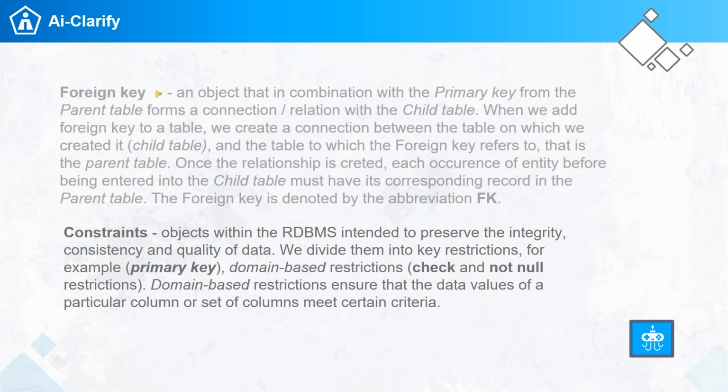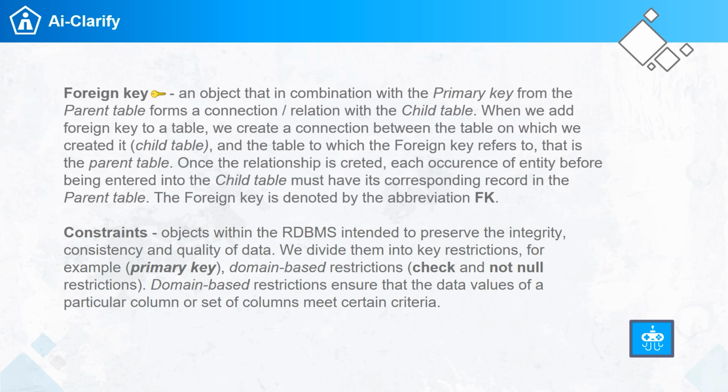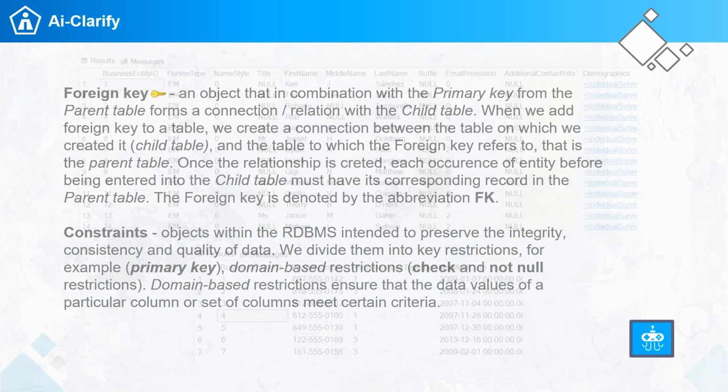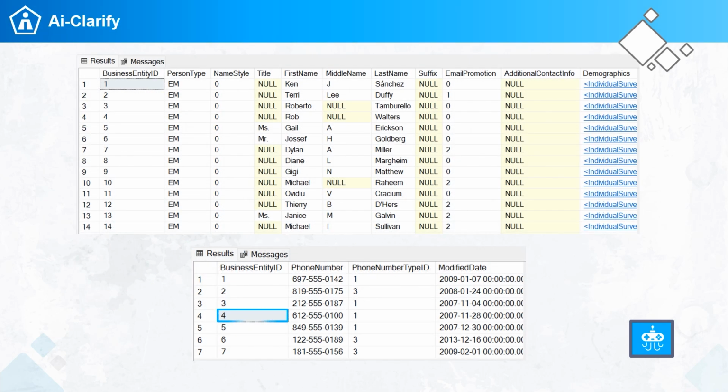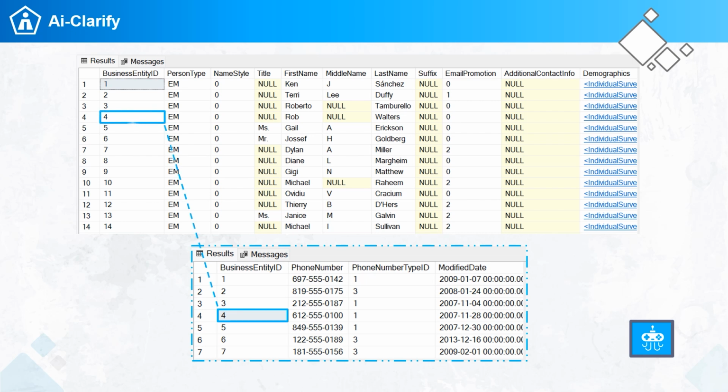The primary key is usually denoted by the abbreviation PK. Foreign key is an object that in combination with the primary key from the parent table forms a connection or a relationship with the child table. When we add a foreign key to a table, we create a connection between the table on which we created it, that is the child table, and the table to which the foreign key refers to, that is the parent table.